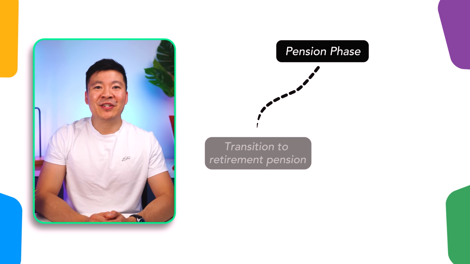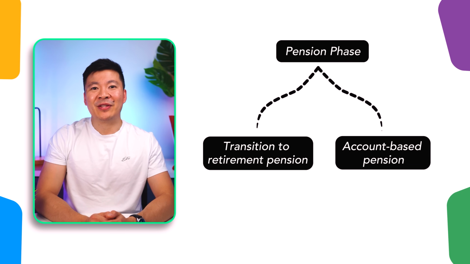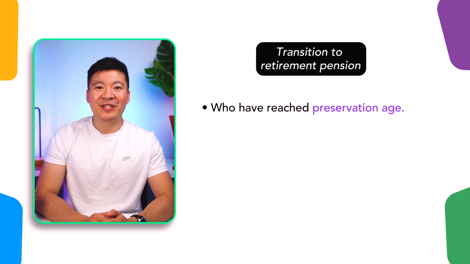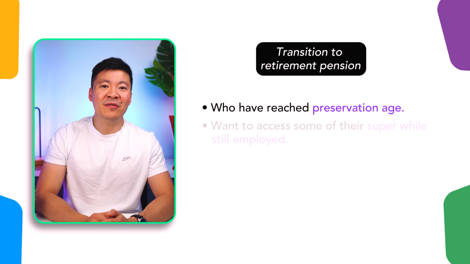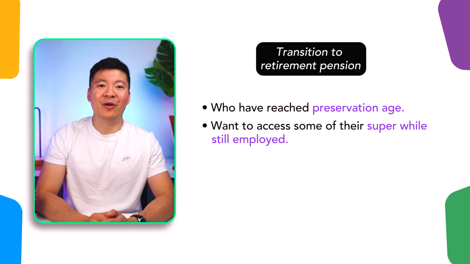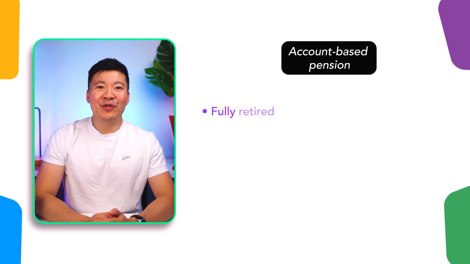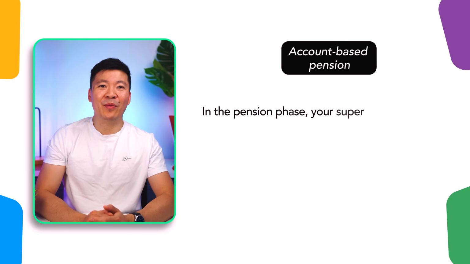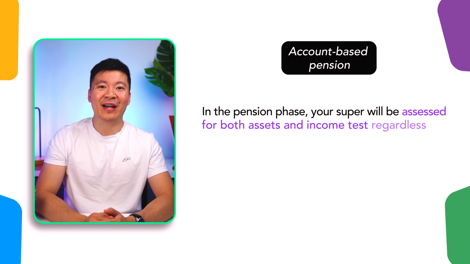The second phase is the pension phase, where you'll have either a transition to retirement pension or an account-based pension. The transition to retirement pension is for people who have reached preservation age, which is currently 60 at the time of filming this video, and want to access some of their super while still employed. The account-based pension is for fully retired people who have converted their super to a pension account. In the pension phase, your super will be assessed for both assets and income tests regardless of your age.